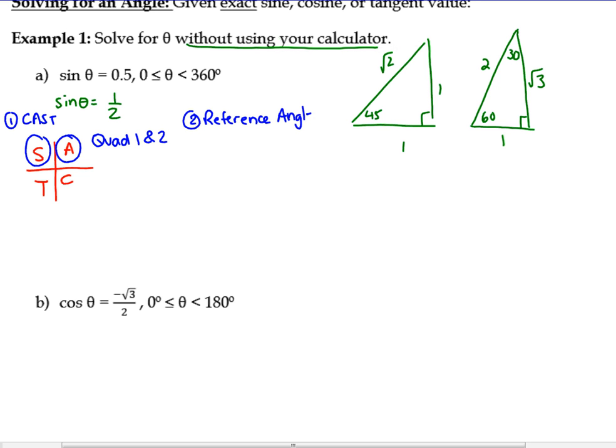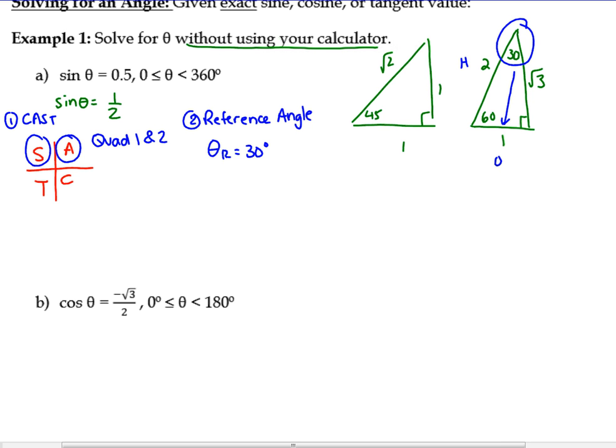So looking at this reference angle, if we know sine is opposite over hypotenuse, which angle would give you a ratio of 1/2? The 45, the 30, or the 60? Opposite over hypotenuse has to be 1 over 2. Which angle has a side of 1 on its opposite and a hypotenuse of 2? 30 degrees. Opposite is 1, hypotenuse 2. So the reference angle then is 30 degrees.